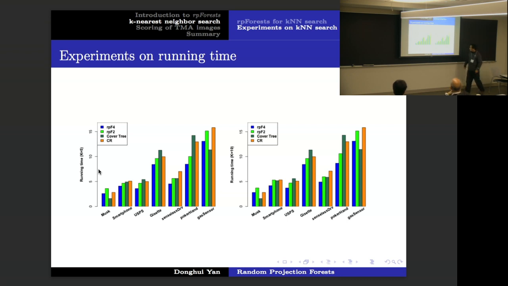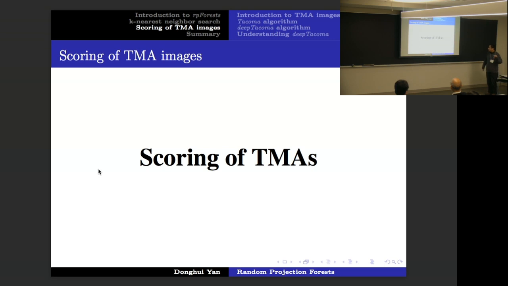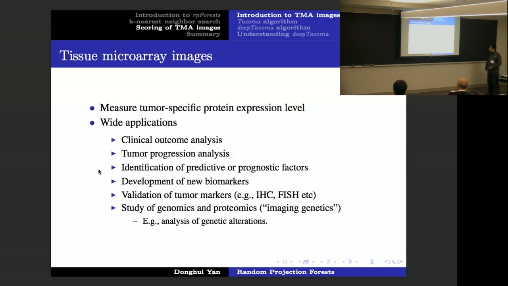Okay, as I said, I'm going to introduce another application, which is the scoring of tissue microarray images. Tissue microarray images measure the tumor-specific protein expression level. It's very useful for cancer studies and also for a number of applications like validation of biomarkers and study of genomics. For those of you who are not familiar with those, tissue microarray images are related to the tumor, taken from the patient's body with a small punch, something like this.